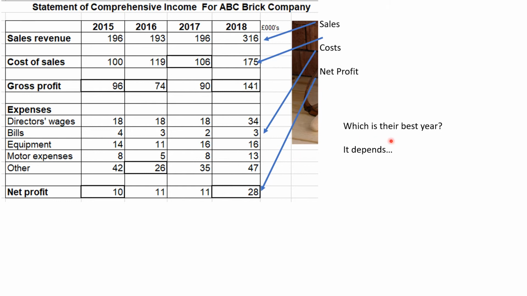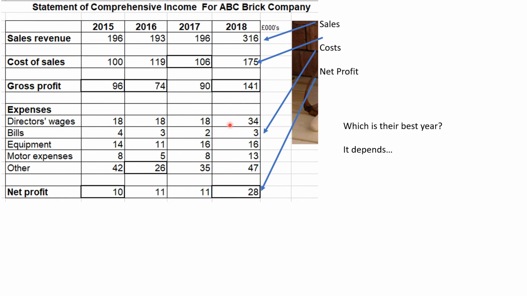to the final question, which is their best year? And the answer really is, it does depend. Sales have gone up, cost of sales have gone up, gross profit's gone up, net profit's gone up. That looks like a fabulous year for us, doesn't it?